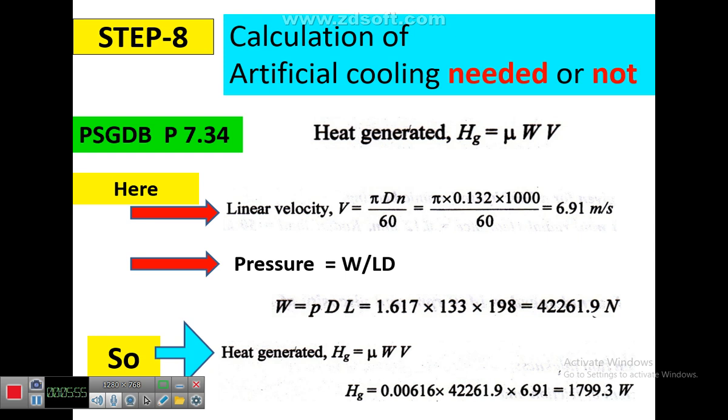And the next one is we are going to find the W. So using the pressure formula, W by LD equal to pressure, from that you can keep W on one side, so it's going to be P L D. Substitute all the unknowns and you get it as 42261.9. So substitute all the W and V values in the Hg formula, you're going to have 1799.3 watts.